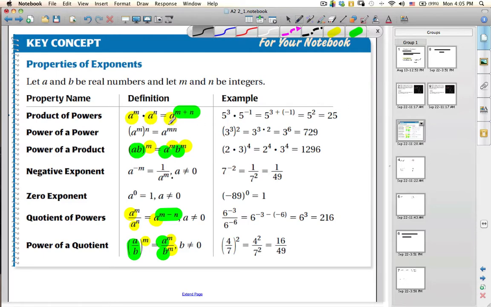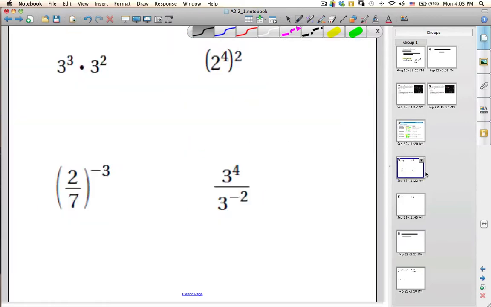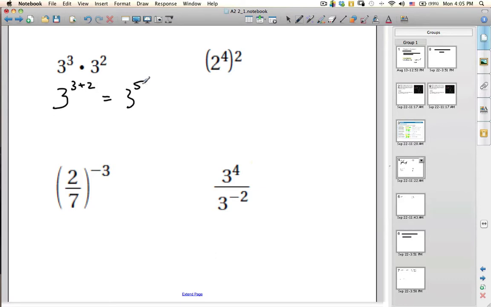Either I'm working with items with the same base, then I leave the base alone and I work with the exponents, or I'm working with items with the same exponents, and then I leave the exponent alone and I work with the base. Okay, so in practice here, I have two items with the same base. The base stays the same, and because I'm multiplying, I add the exponents, so this becomes 3 to the 5th power. Here I'm taking a power to a power. This becomes 2 to the 4 times 2 power, which is 2 to the 8th power.